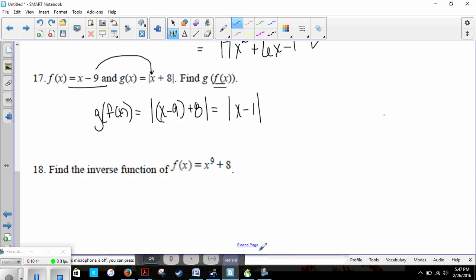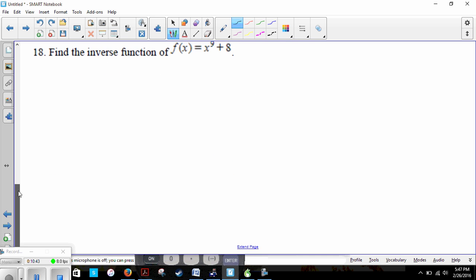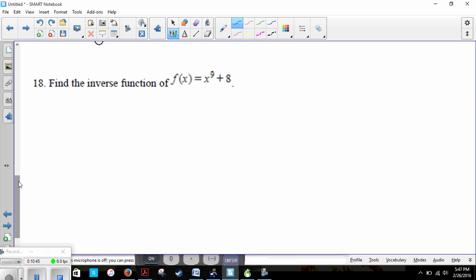Number 18, find the inverse of a function. To find the inverse when you're given the actual equation, what you're going to do is swap your x and y. Remember, f of x is just a fancy way to say y. And so instead of y equaling x to the 9th plus 8, we're going to say x equals y to the 9th plus 8. And now I'm going to solve for y. So I'm going to subtract 8 from both sides. And I have y to the 9th.